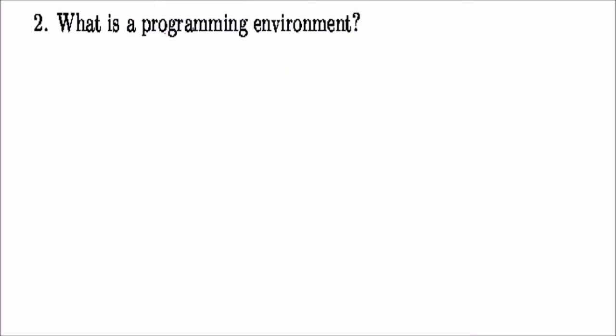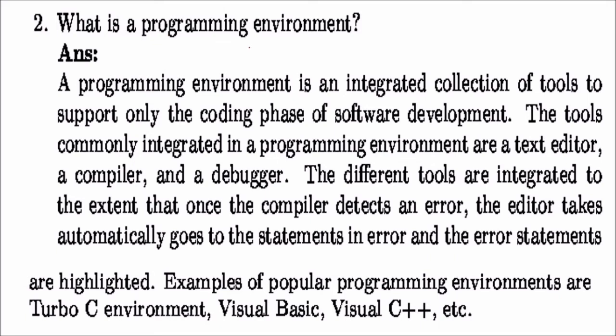What is a programming environment? A programming environment is an integrated collection of tools to support only the coding phase of software development. When you code, it's an important phase of your SDLC. The tools commonly integrated in a programming environment are a text editor, a compiler, and a debugger. They are integrated to the extent that once the compiler detects an error, the editor automatically takes you to the statement which has the error, or all the error statements are highlighted. What are the error types? How can you resolve it? These options or suggestions are also provided to you.